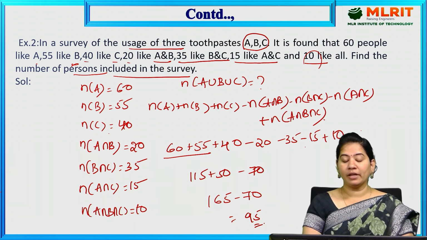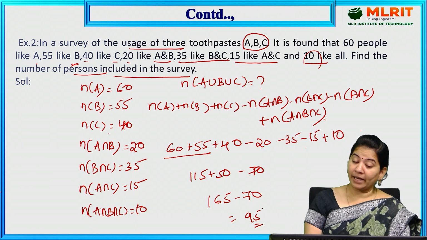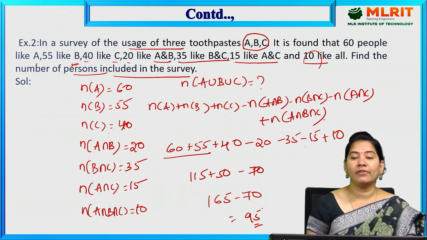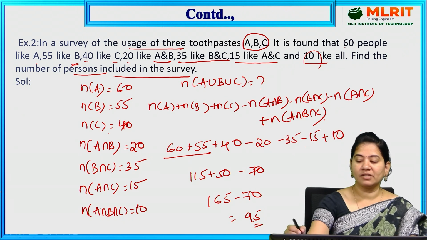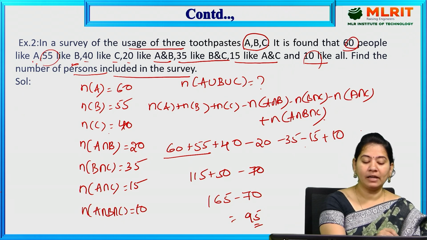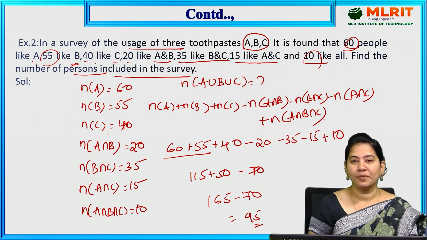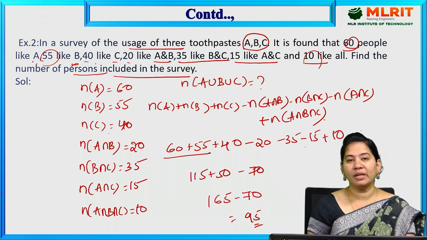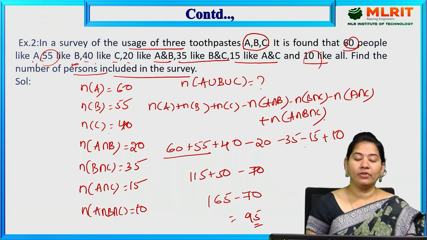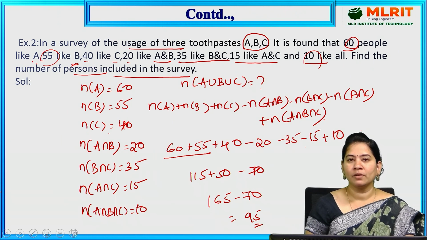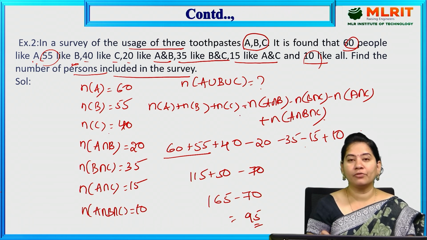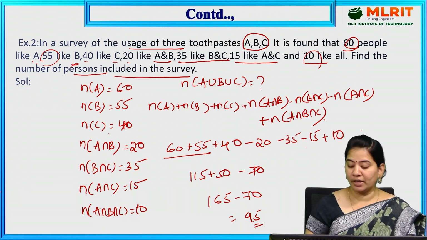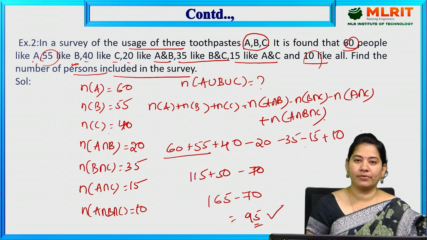So the answer is 95 people, 95 persons who have been included in the survey. Out of this, 60 are liking A, 50 are liking B, and 40 are liking C. But if you take them commonly, we are not supposed to count the people who like both more than once. So if you are getting such overlaps, you have to subtract. That is what we have done using the formula. So the persons included in the survey, the answer is 95.